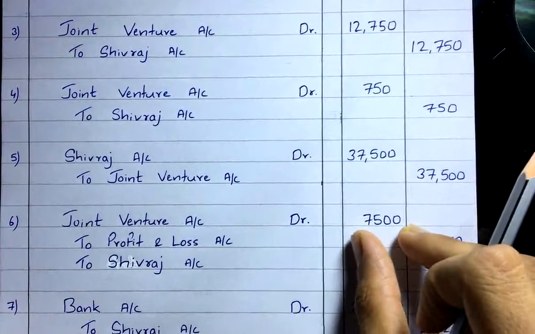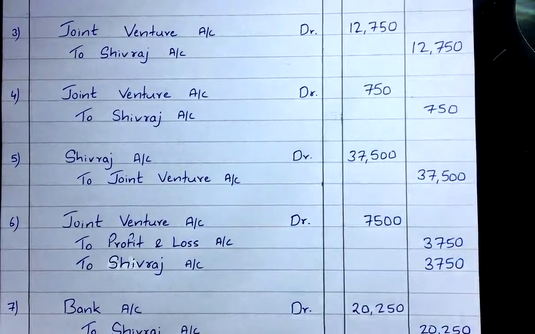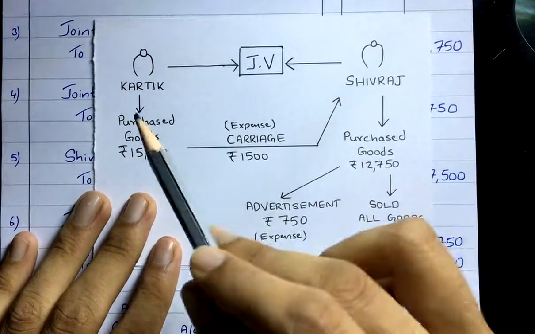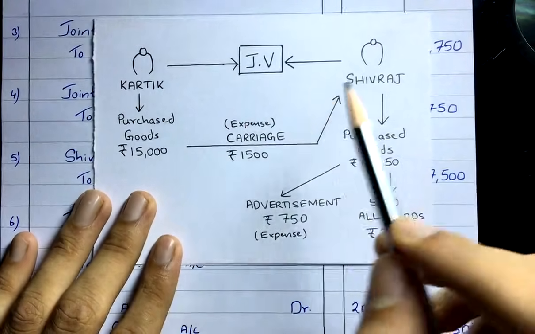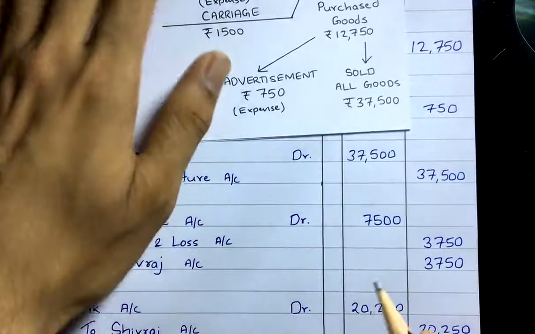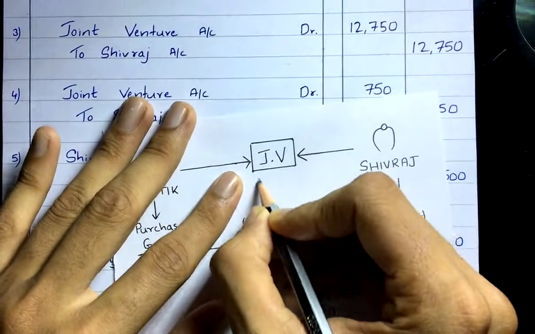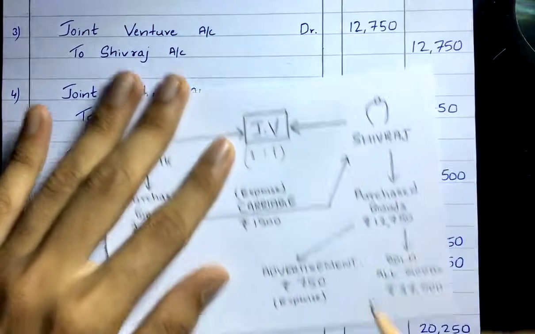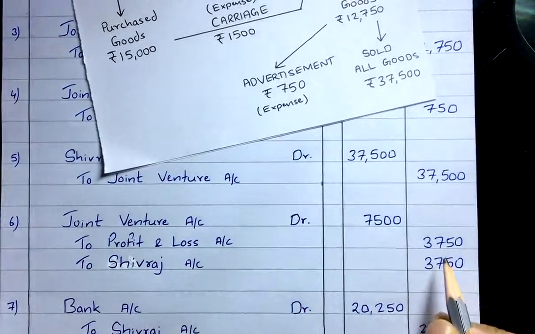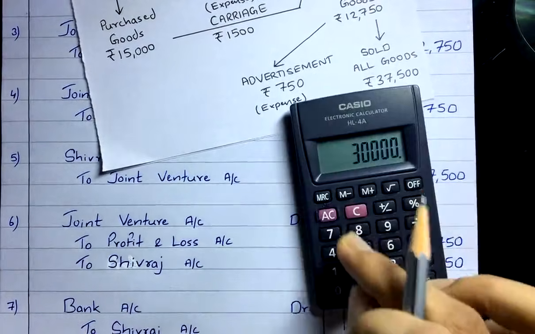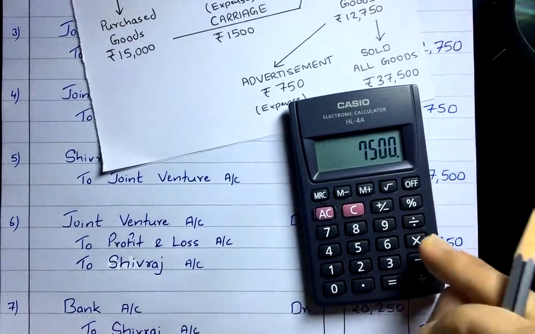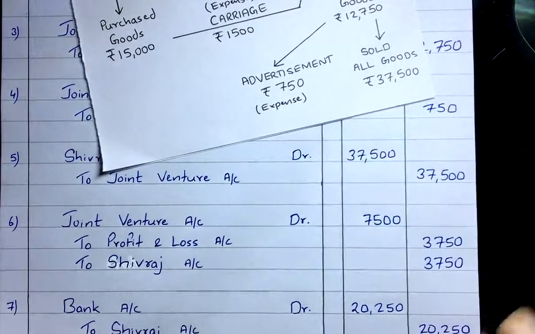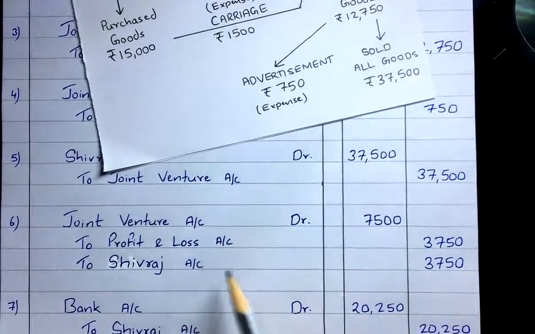Now this profit has to be distributed among Karthik and Shivraj, because they are the co-venturers, right? They are the owners of the joint venture. Now how to distribute? In the question it is given, 1:1 is the profit sharing ratio. So you have to distribute it equally. 7,500 into 1 divided by 2, that is equal to 3750. So you have to give 3750 to each of the co-venturers.